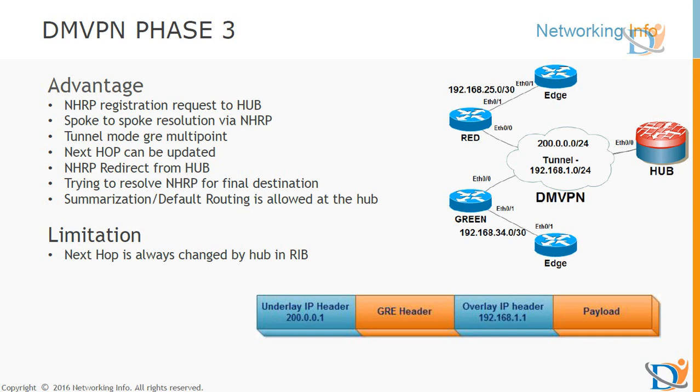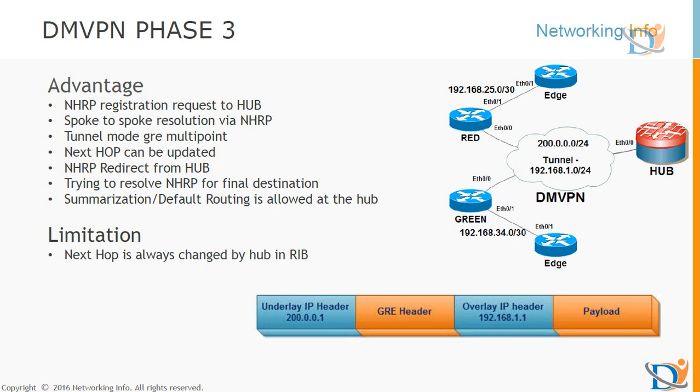Performance wise, in DMVPN Phase 2, when you want to send a packet from spoke to spoke, it has to go through the hub one time, so it is kind of CPU intensive, we can say.